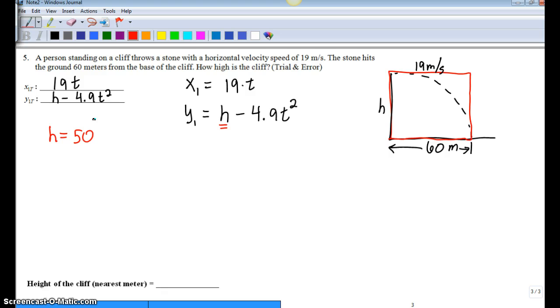For the purposes of making videos as short as possible, I'm going to stop this video here, but what I'm going to do is I'm going to pick up the next video right from this spot and show you how I would do this problem using algebra instead and getting the exact height instead of just estimating 50.